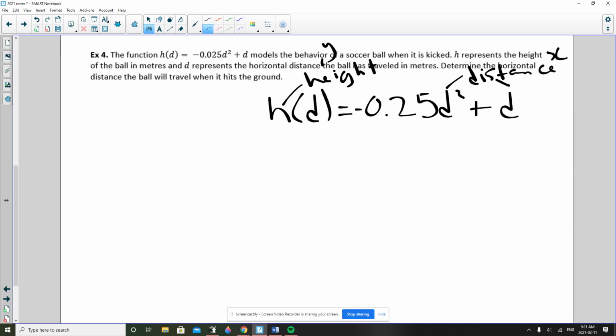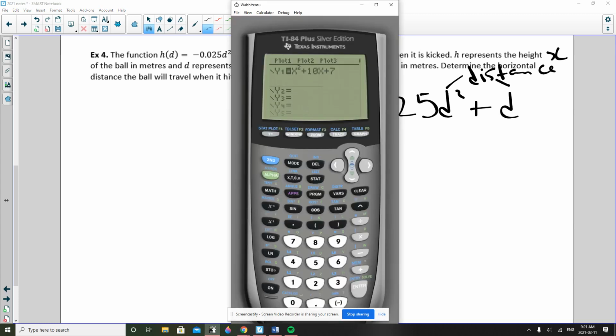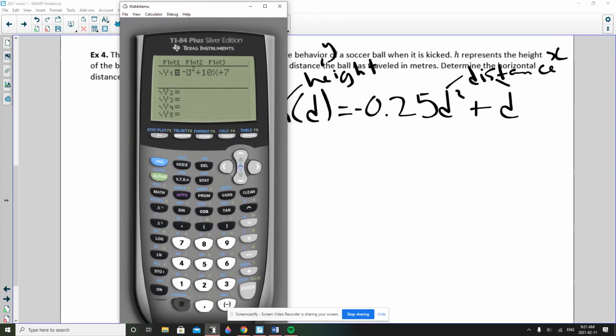So if I have a real world problem, right now we're just looking at using your graphing calculator. So we'll graph it on our calculator, then we'll try and understand what's happening with respect to the question. So let's go graph this. Y equals negative 0.25 d times d, which is now d squared, plus d, which we're saying is x.